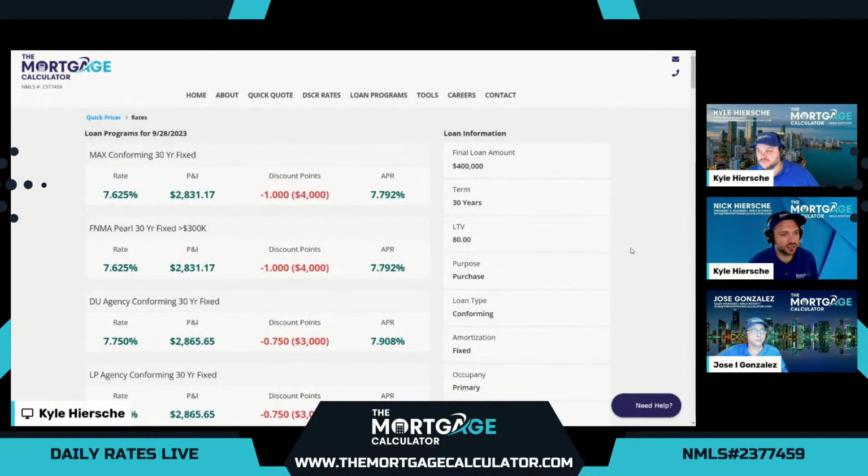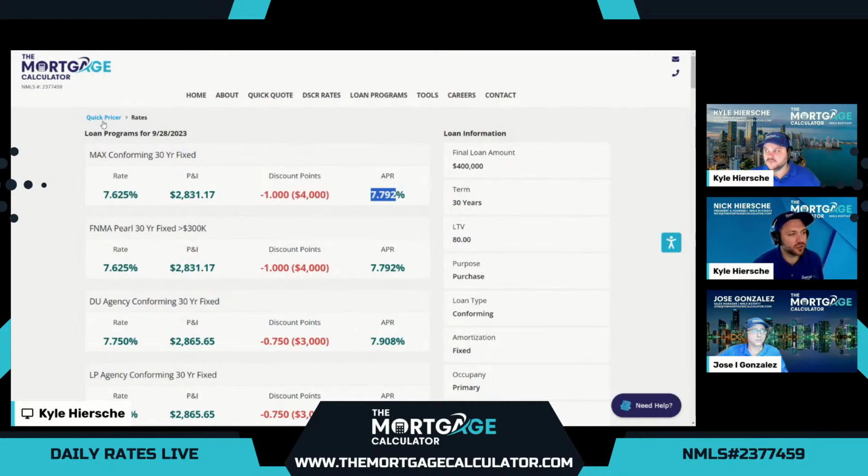A lot of craziness going on in the market now. Yeah, gone up a little bit here as well. 7.625 rate, one discount point in cost, 7.792 APR. So the markets are definitely reacting here a little bit.